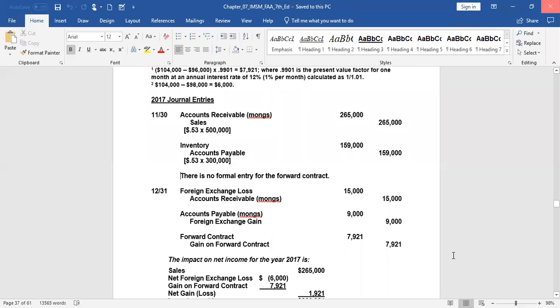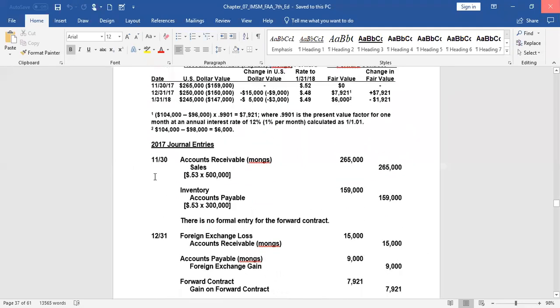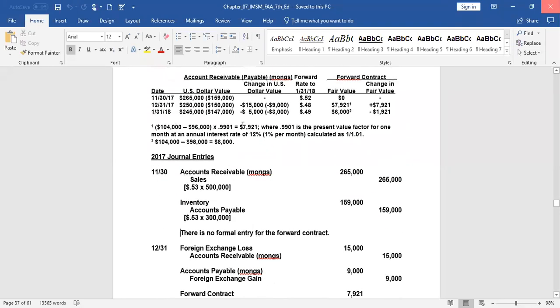Now we have value related to this forward contract. The day we sign the contract, there's no value in it. You're just signing a piece of paper. But now that these exchange rates are changing, we do have value. And because of that, as of December 31st, we must record that value as a forward contract. Now, how do we do that? Well, we use the forward rates.